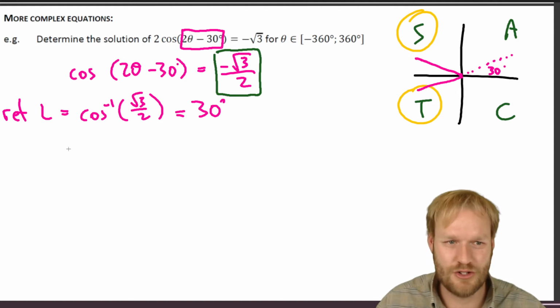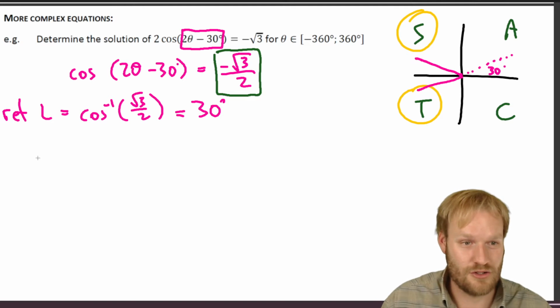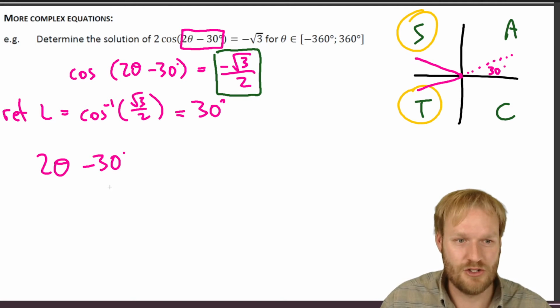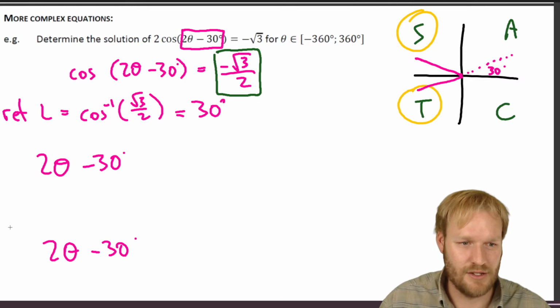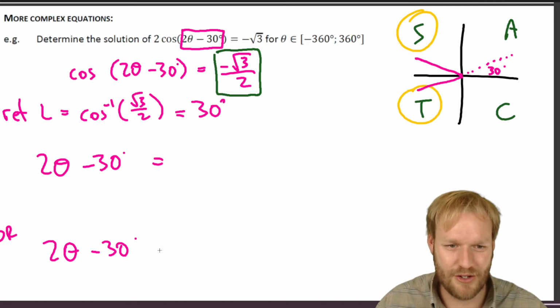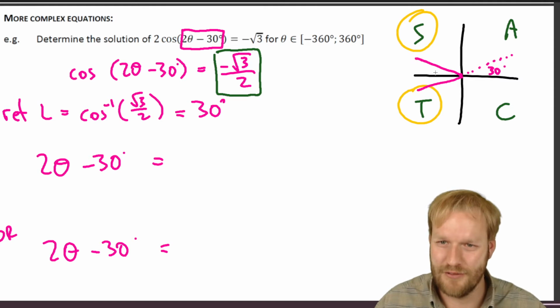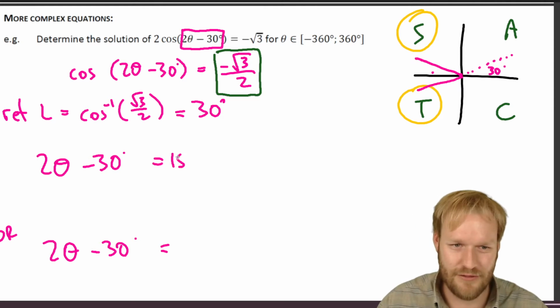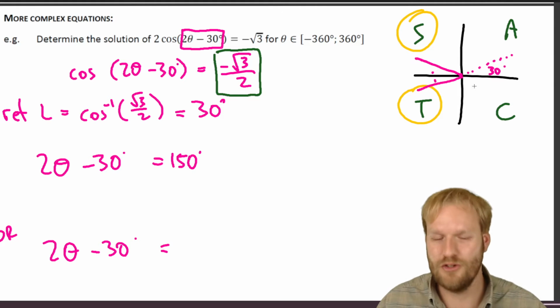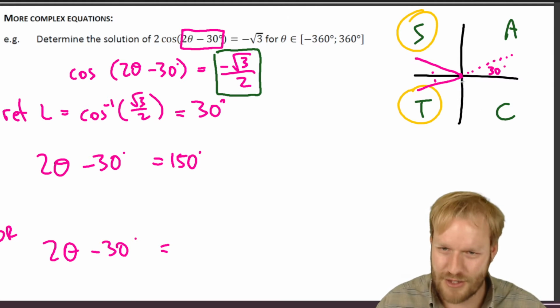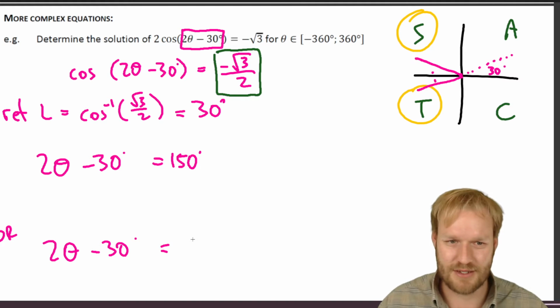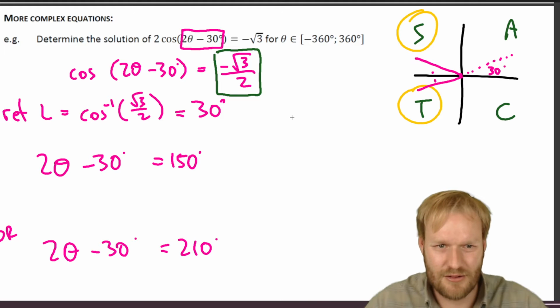Those two solutions relate to 2θ − 30. So 2θ − 30 equals, with an or here somewhere, option 1 in the second quadrant: if that's 30 over there, then that's 150 degrees. Option 2 in the third quadrant: if that's 30 degrees, then we're on 180 plus 30, which gives us 210 degrees. That's kind of our rhythm and our routine.